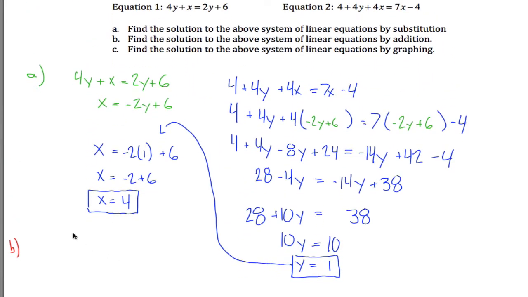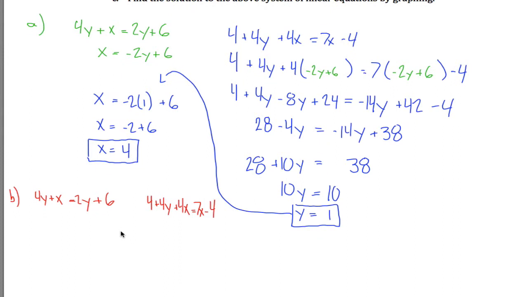So I got 4y plus x equals 2y plus 6. And I got 4 plus 4y plus 4x equals 7x minus 4. And what you want to do is line these equations up. So from this equation, I got y's on both sides of the equation. Maybe I subtract 2y from both sides. If I do that, I get 2y plus x is equal to 6. You can move more pieces here if you want, but you don't have to. We can use this as our model.